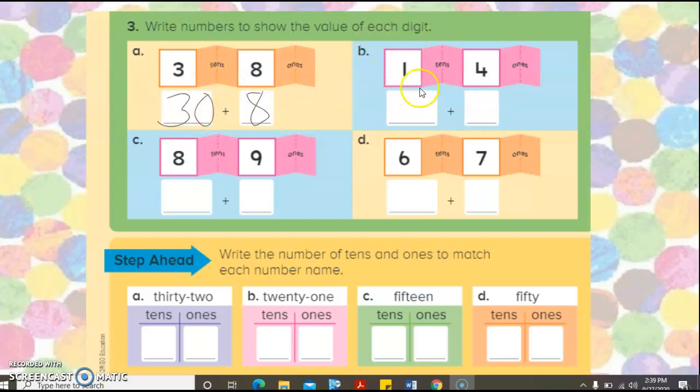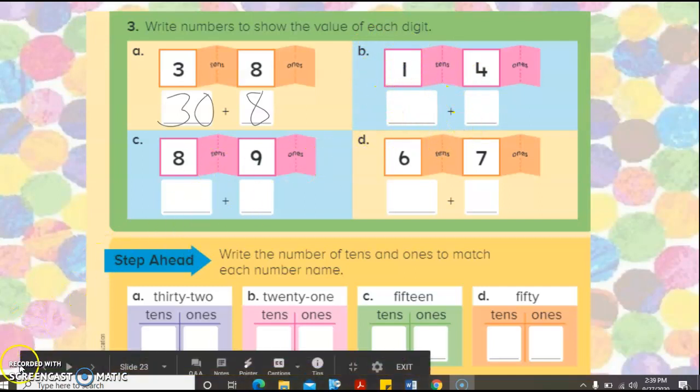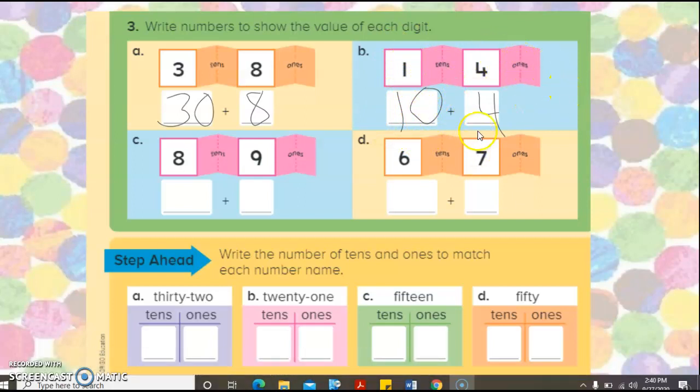How about letter B? Think about how we would represent letter B. Pause the video and think about how we would represent that. If you said, we have 1 in the tens position, so that would be 10, plus 4 ones, I have a 4 in the ones position, that would give me 10 plus 4, which would give us 14.